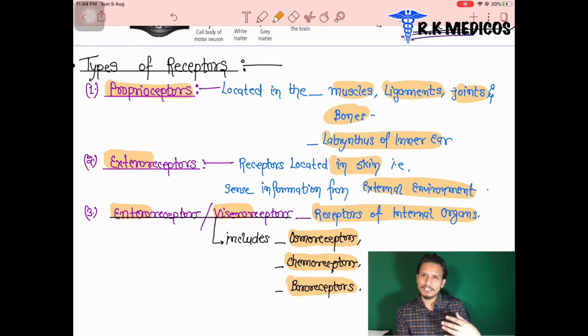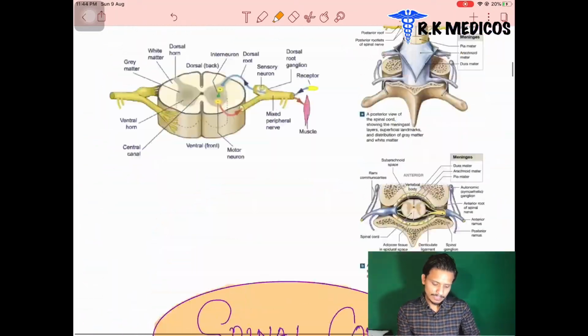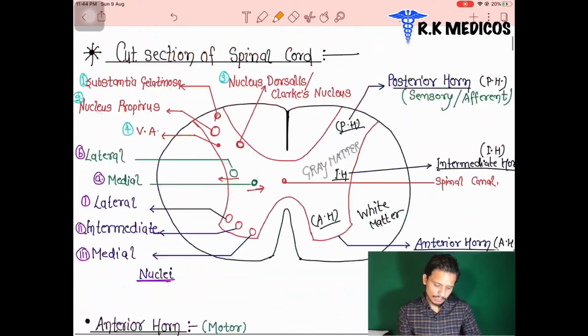Now we are going to move further. What are the parts of the spinal cord, how is the spinal cord formed, and what are the different parts covering the spinal cord? We are going to see that in this section about the spinal cord.